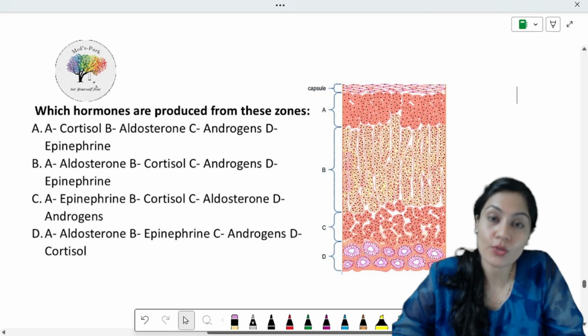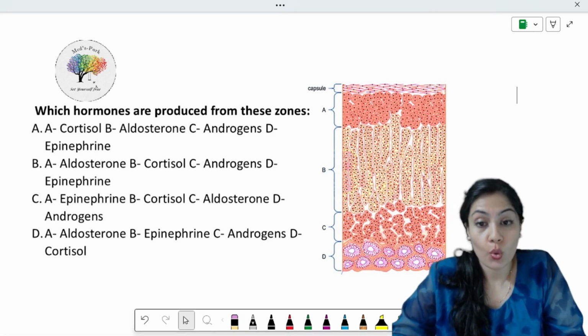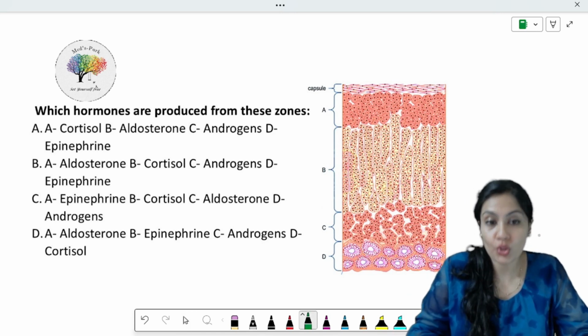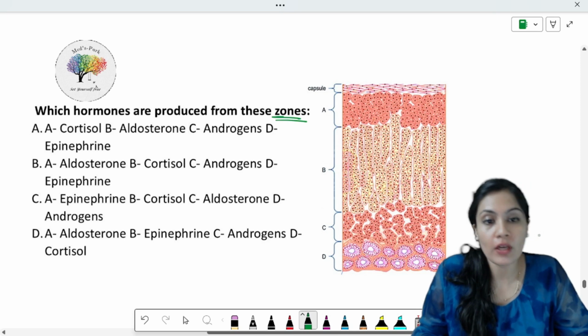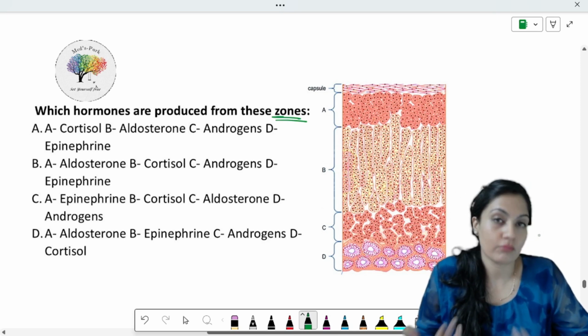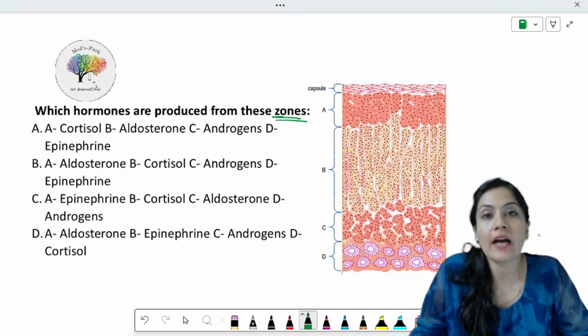It's an image based question that came in INI-CET 2024. So what is the image? One capsule is shown and they have asked about which hormones are produced from these zones. First of all, by the options we can get to know that this is the adrenal gland that they are asking about, right?